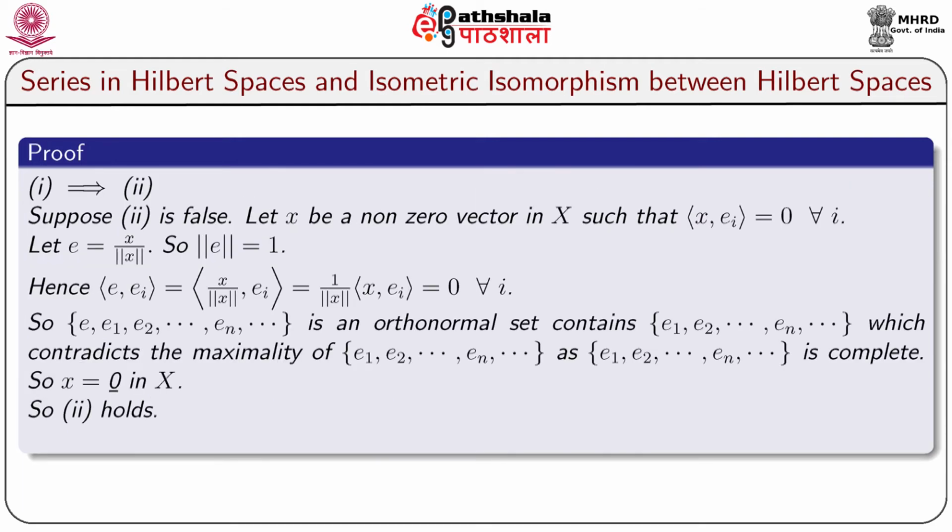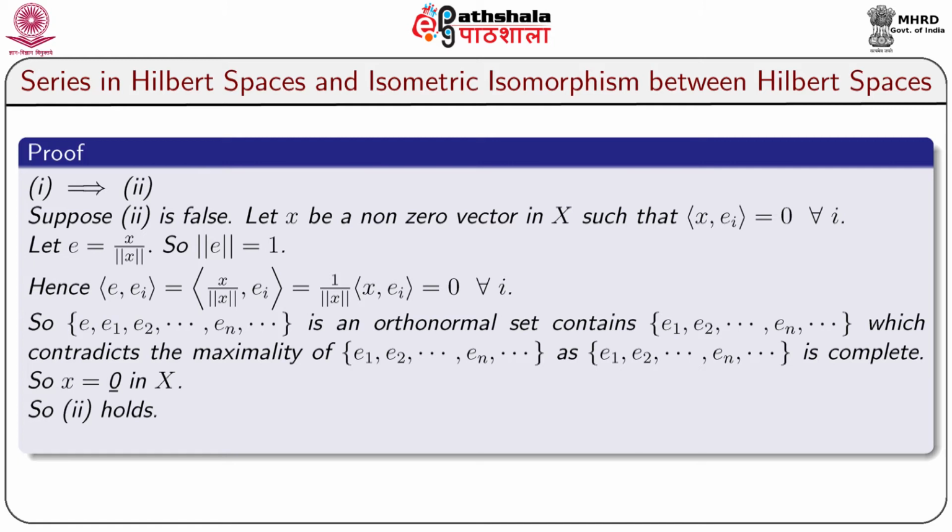Now, we are going to prove it in the following way. We shall show 1 implies 2 first. Suppose 2 is false. Let x be a non-zero vector in X, then inner product x comma ei equal to 0 for all i. Let e equal to x by norm of x, so norm of e equal to 1. Hence, inner product e comma ei equal to inner product x by norm x comma ei, equal to 1 by norm x into inner product x comma ei, which is equal to 0 for all i.